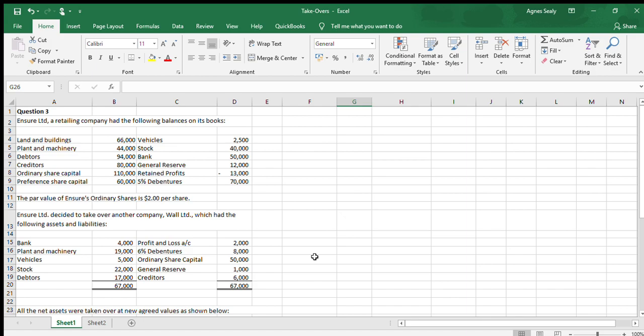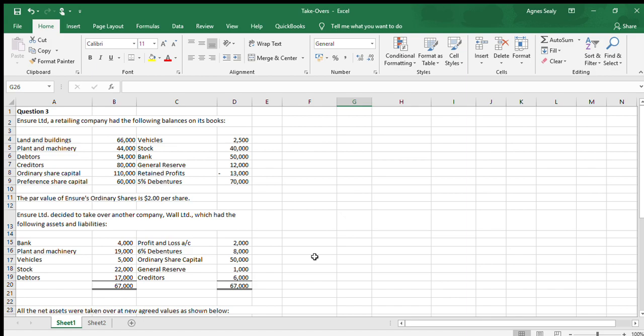Now, when this happens, the company pays what is called the purchase consideration. If company A is taking over company B, then company A can opt to pay for the business in cash, or by issuing shares at par or premium, or possibly by loan notes, or a combination of cash, shares, and loan notes. And this is known as the purchase consideration.